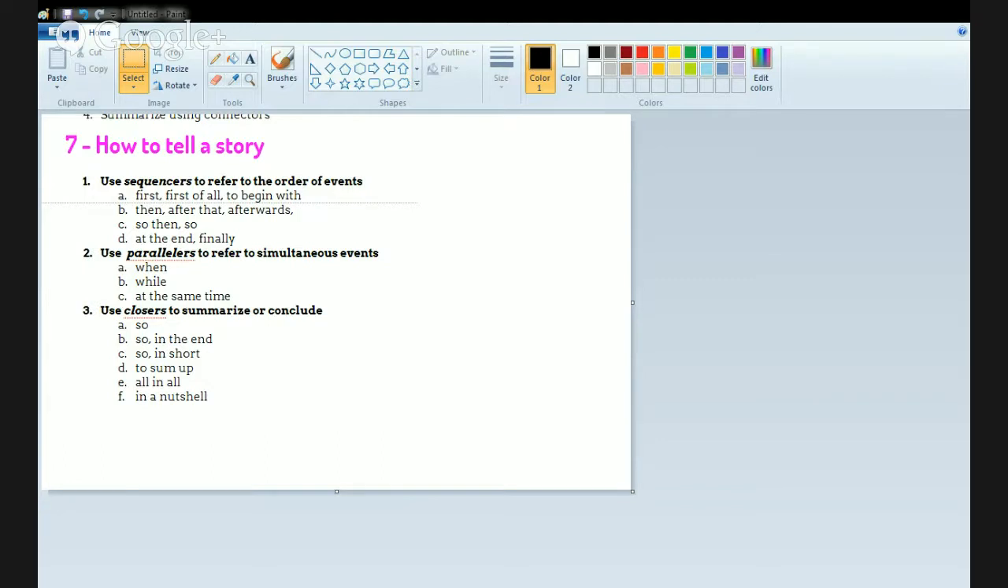Use closers to summarize or conclude. A, so. B, so in the end. C, so in short. D, to sum up. E, all in all. F, in a nutshell. So the two or three new ones are so in the end, so in short, and all in all. Maybe we haven't seen those so much before. But basically, you're summarizing or concluding in all of those.